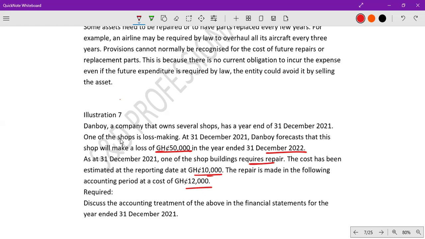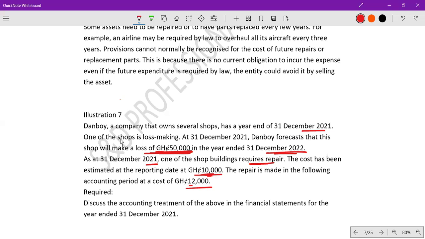So here they are saying that they forecast that there will be a loss of 50,000 in 2022. They are in 2021. So the accountant may be wanting to recognize a provision of 50,000 in the following year. They said that at December 31st, 2001, the shop required a repair. The cost of the repair is 10,000. The repair was made in the following year at the cost of 12,000. So what do we do? We don't do a provision for future losses, and then future expenditure too.